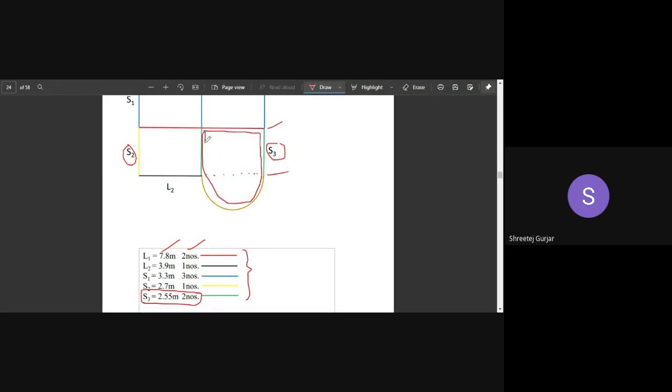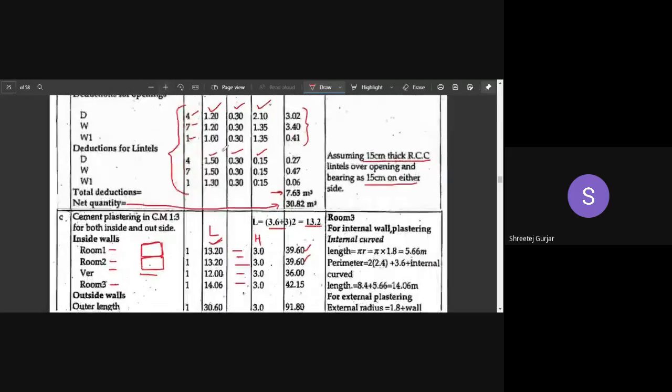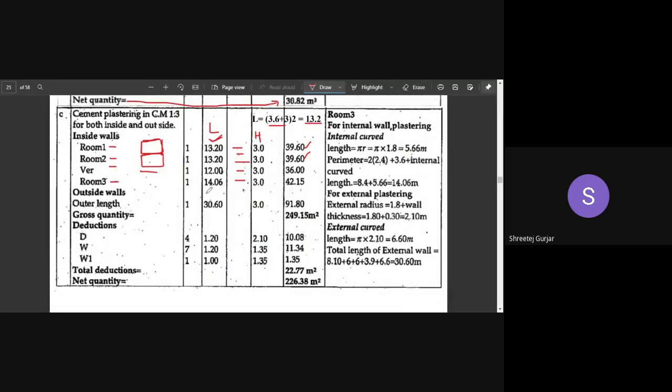Okay, so this is my room 3, including my curved part. So how do we calculate this part? We need to calculate the total perimeter. I've told you that for total perimeter we need to calculate.